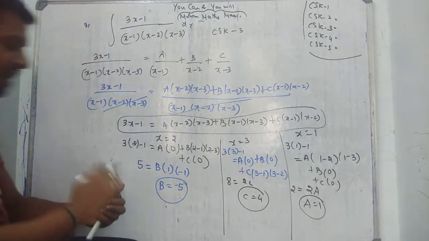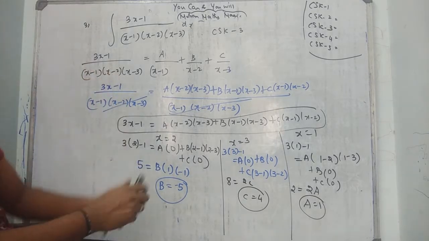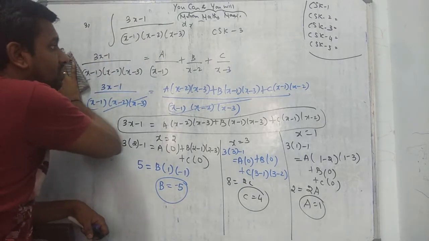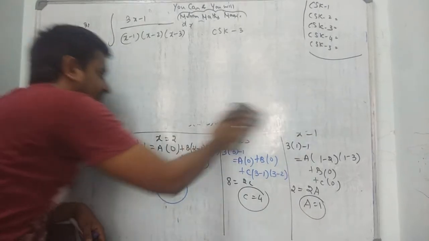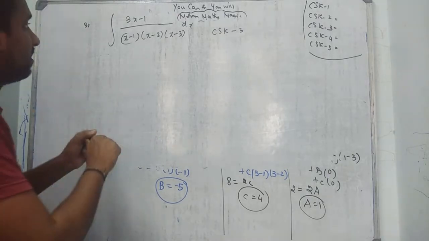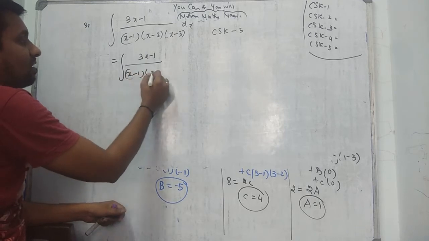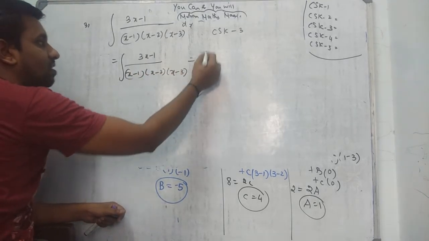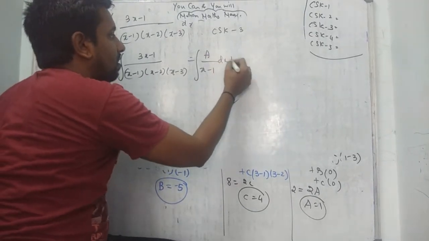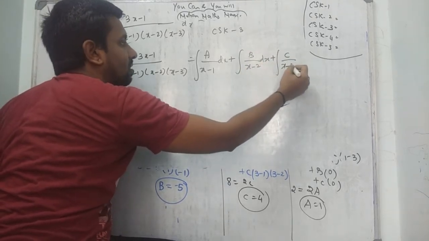So you should be very careful in finding the ABC values. If you are done with ABC, the next fraction of a minute you can finish it off. So ABC I got. Now go back and substitute in the integration. So CSK 3. Therefore, finally I got the integration of 3x minus 1 upon x minus 1, x minus 2, x minus 3 equal to a upon the first bracket, b upon the second bracket, c upon the third bracket.